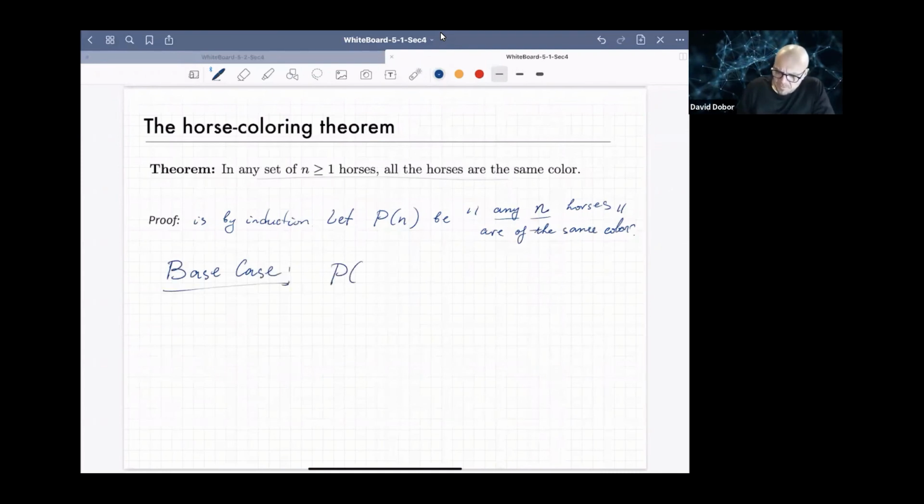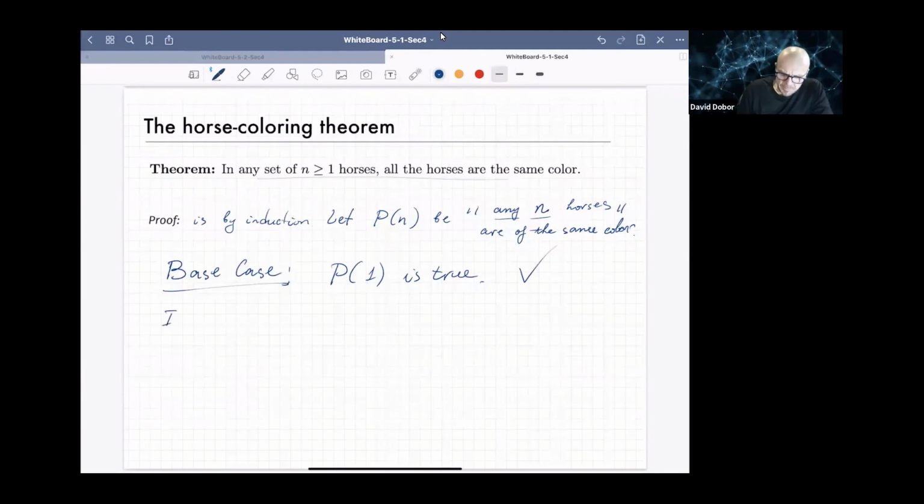P of 1 is true, because you see one horse. Look at one horse when k equals 1. It's of some color. So any set of one horse that you take, all the horses in that set will be of the same color. There's only one horse, and it has some color. So all the horses there are of the same color. Checks out. Base case. Easy.